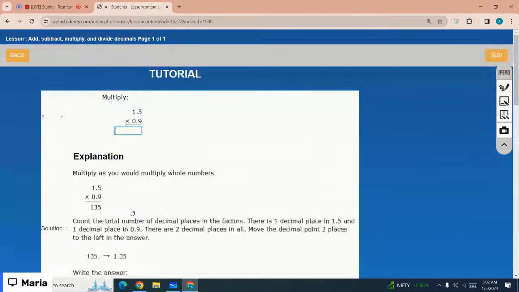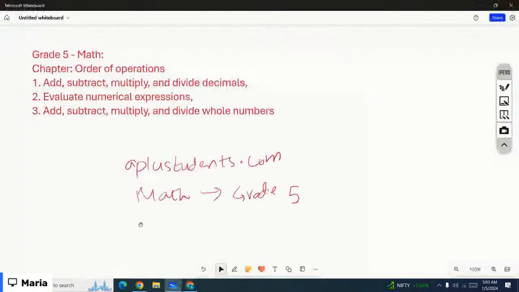When we are working with decimals, for example 1.5 times 0.9, both the numbers have one decimal place. You need to multiply them. Just multiply them without the decimal, like you do simple multiplication. 9 times 5 is 45, 5 here, 4 carry. 9 times 1 is 9, 10, 11, 12, 13.